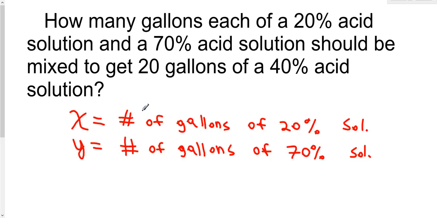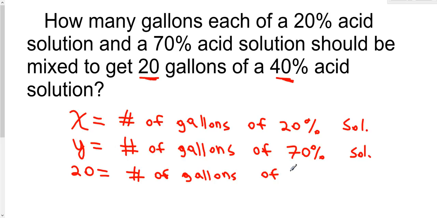And what we have here, we're going to mix those together, and the result is going to be 20 gallons of 40% solution. So the end result is going to be 20 gallons. 20 is the number of gallons of the mixture, which is going to be 40% solution. So we're mixing the 20% and 70% to get the 40%.